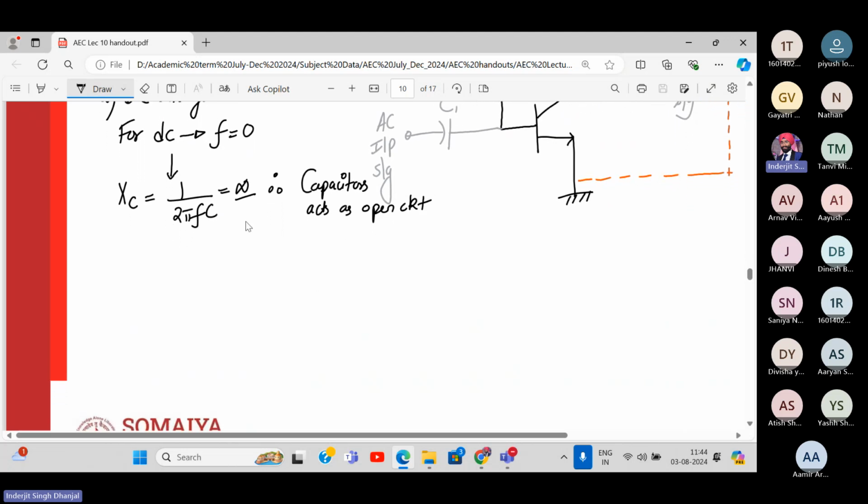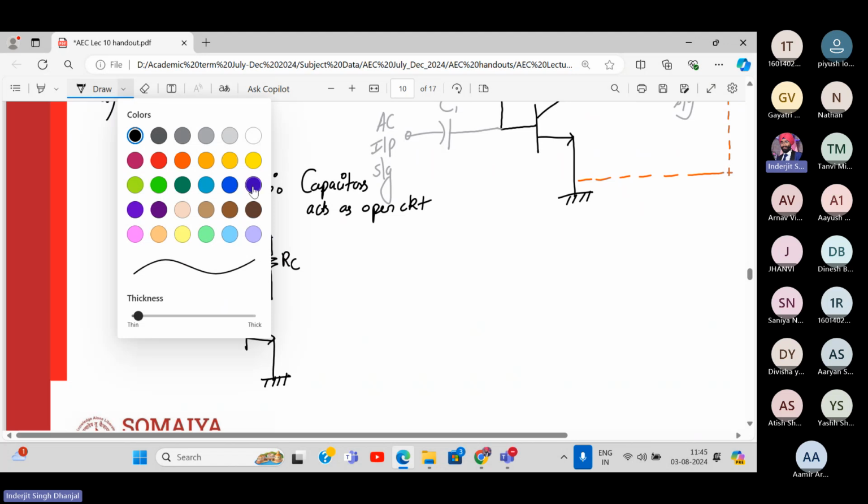Okay. Now we'll redraw the circuit without those capacitors. So let's draw it again. So emitter terminal will go to ground. Collector terminal we have a resistor. Base terminal we have a resistor which is connected like this. And this is my VCC, plus VCC. Okay. This is RC, RB.